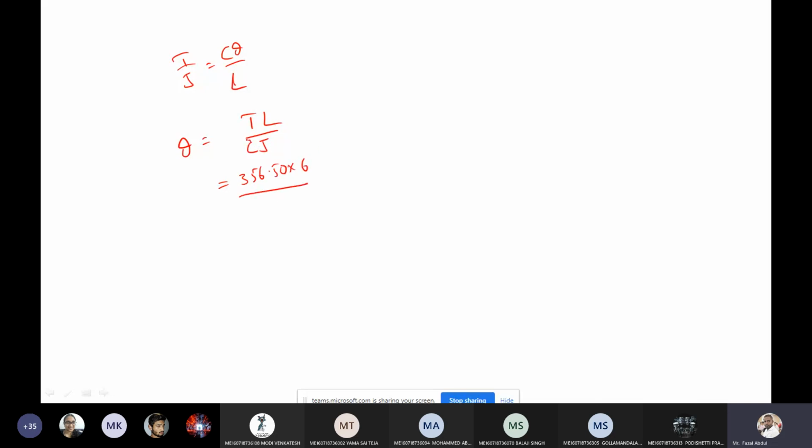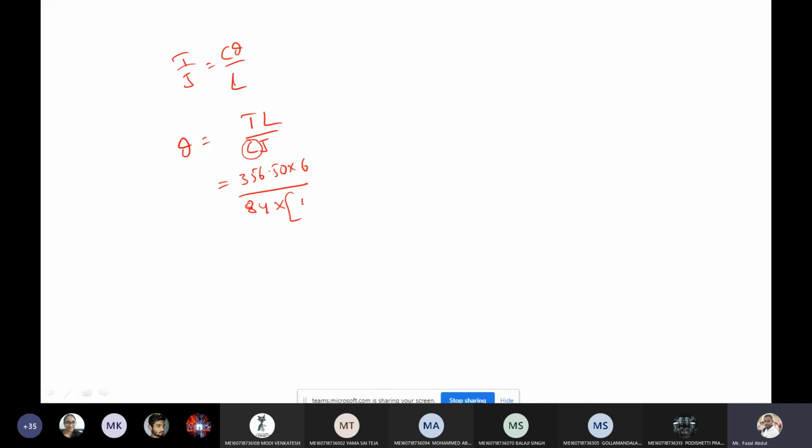Here, modulus of rigidity is not given. At the beginning of the unit, I told one thing: permissible limit values you need to remember. So for this shaft, C value is 84. Okay. And J value, how much? J is the polar moment of inertia. What is the J value?